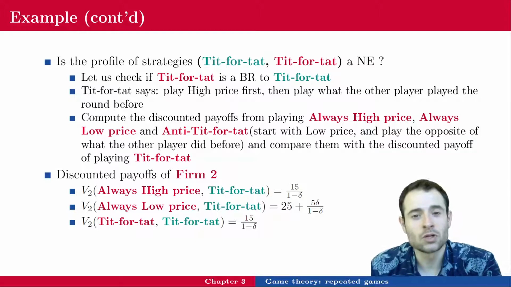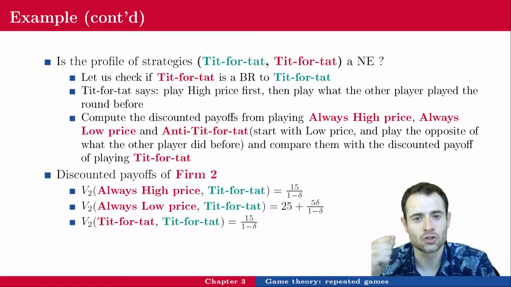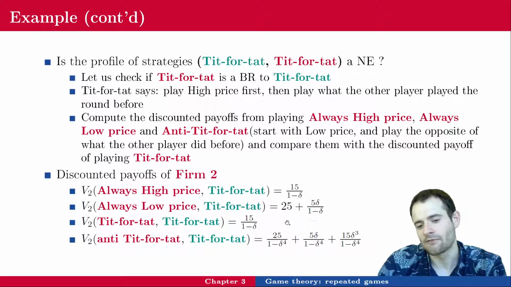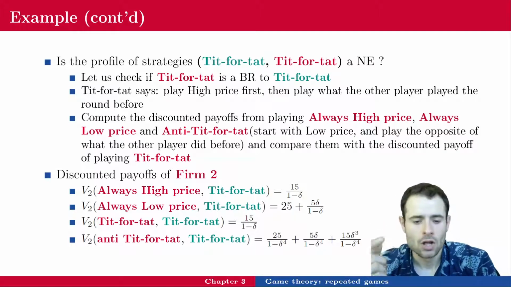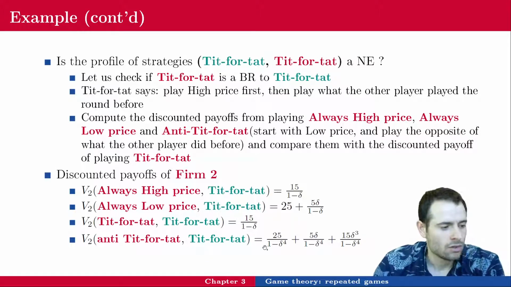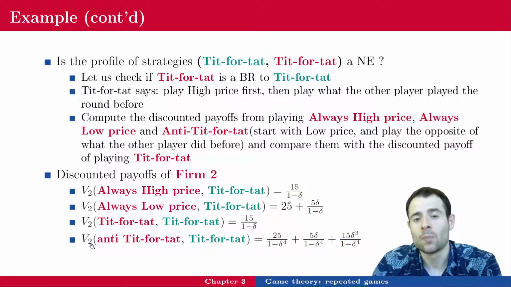The last one is going to be the tricky one. And I strongly encourage you to go home and list all the possible situations to obtain this kind of fancy discounted payoff. Let's start with the first day. The first day, firm 1 is going to play high price. Firm 2, playing anti-tit for tat, is going to play low price. So the first day, firm 2 is going to make a payoff of 25.